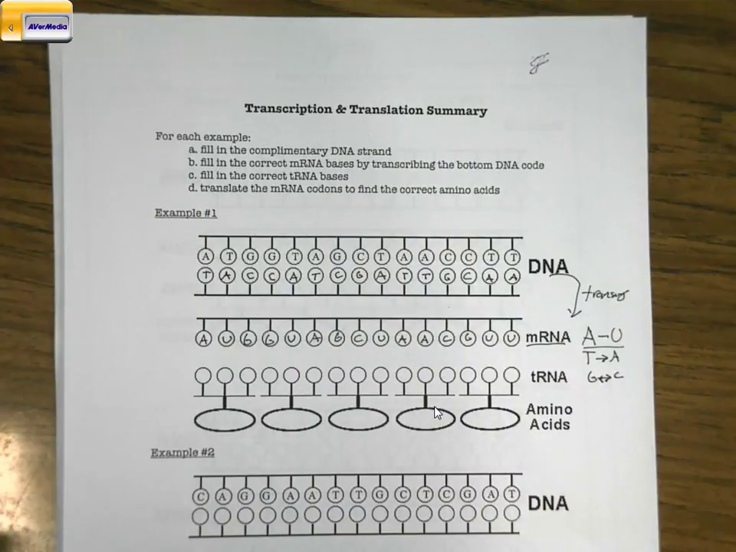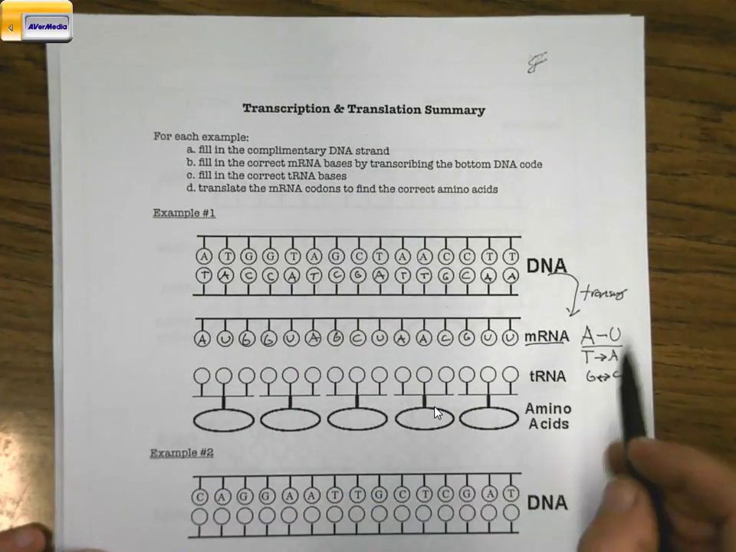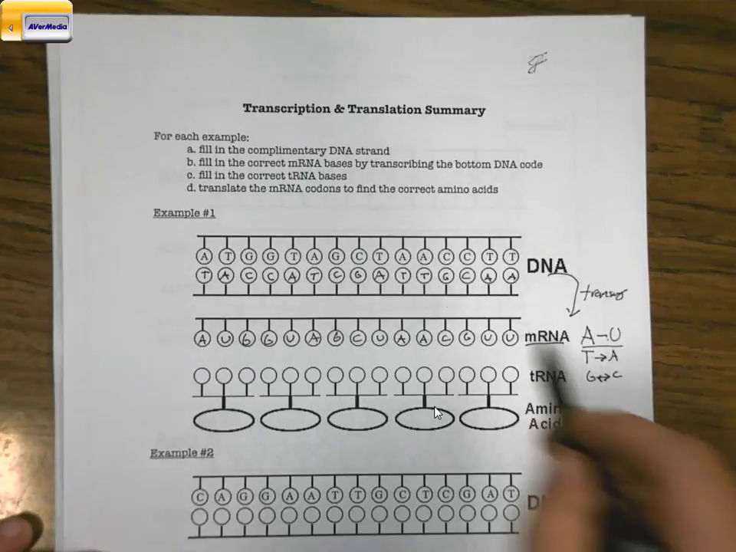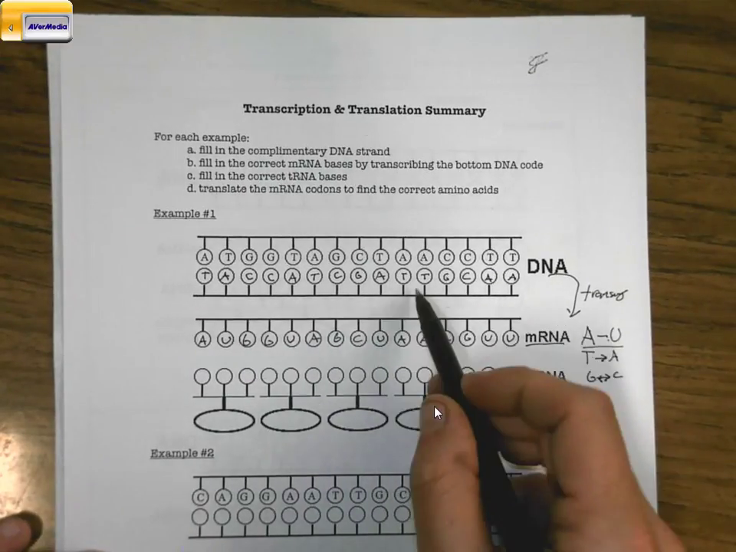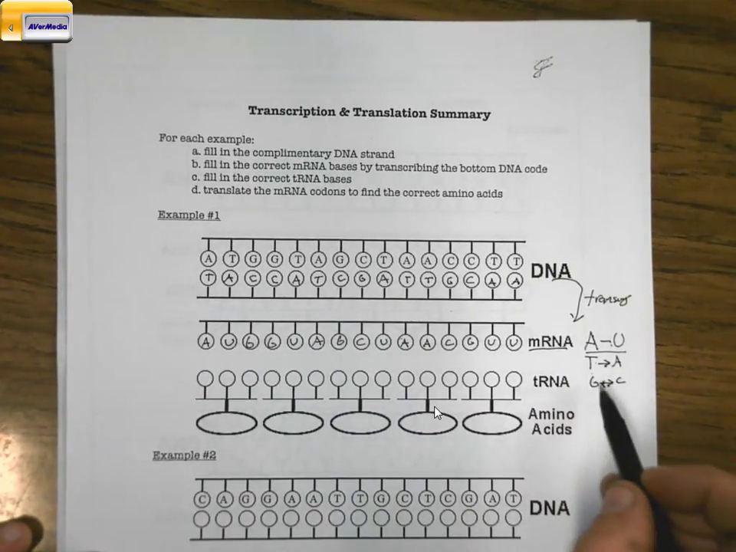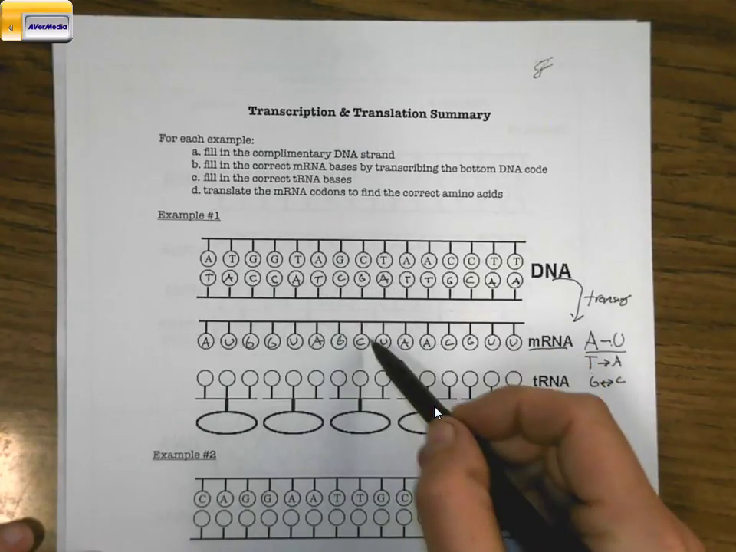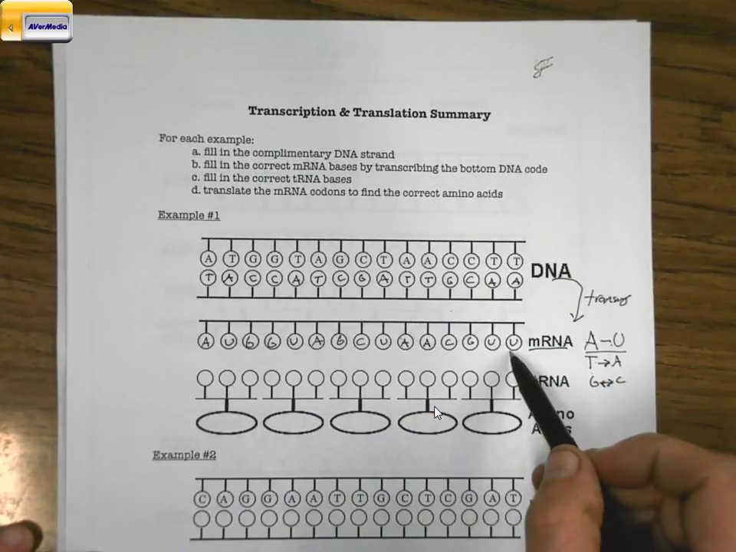Okay, so I just went ahead and finished that up. I just followed the rule A goes to U, right? T from up here would go to an A, right? And G would go to a C, and so you finish that whole top row there.